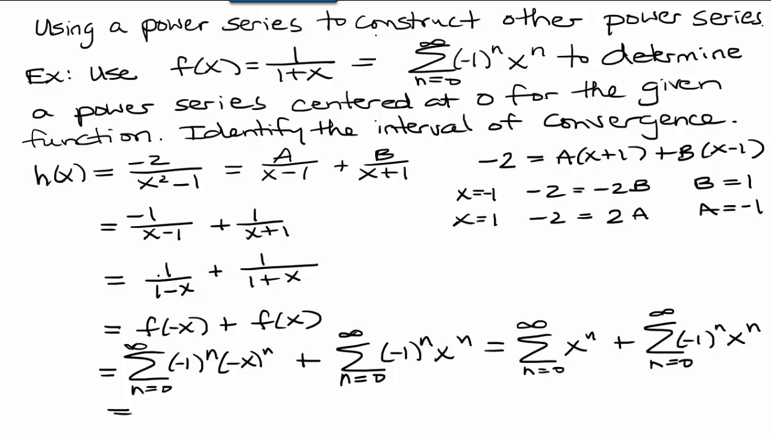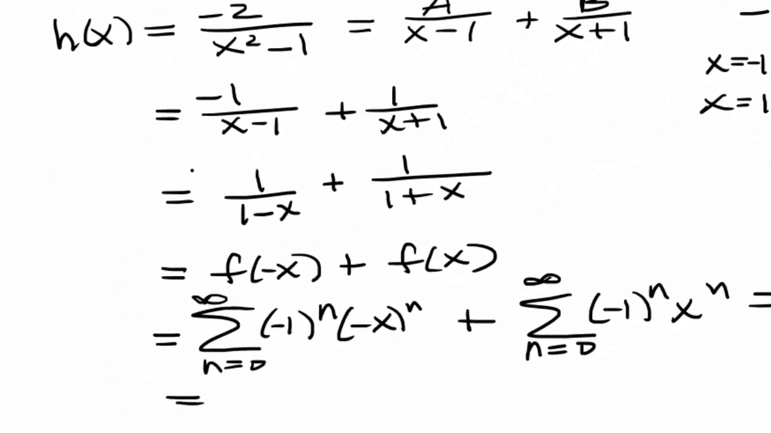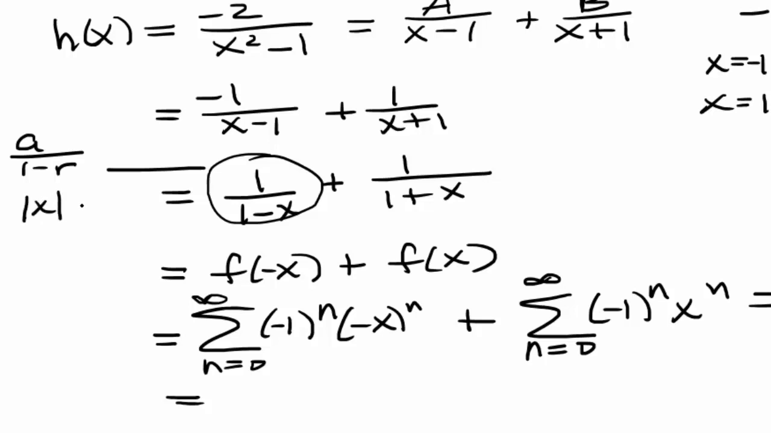Okay, let's figure out the interval of convergence. We need to restrict ourselves to the intersection of the intervals of convergence of the two component functions, if you want to call them that. So here, this matches a over 1 minus r, the sum of the geometric series, if we have r be the x. So that means that in order for that to converge, the absolute value of x has to be less than 1. So we have an interval of convergence of negative 1 to 1. And that was for the first part.